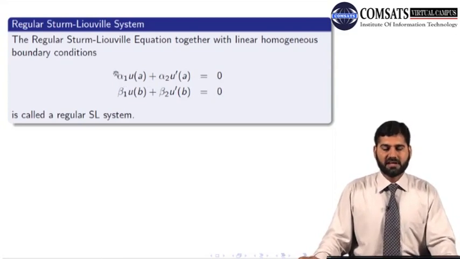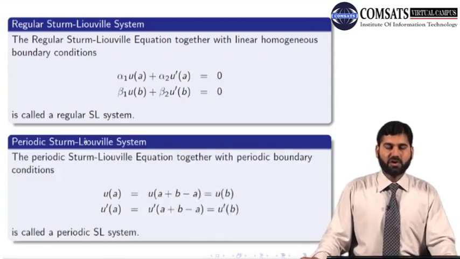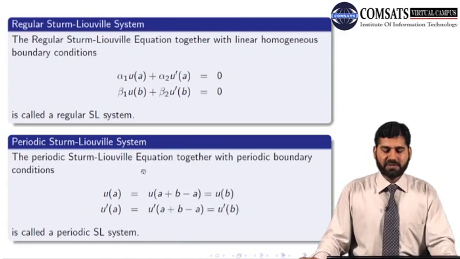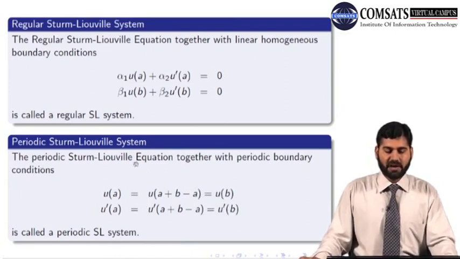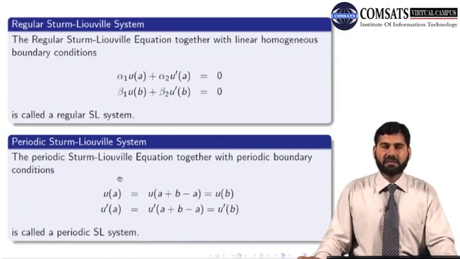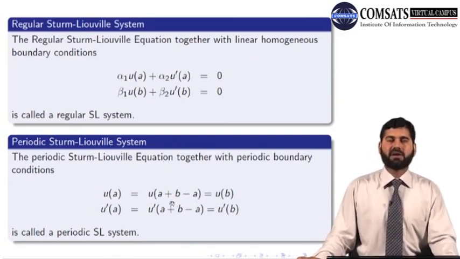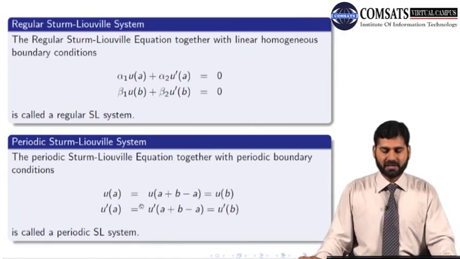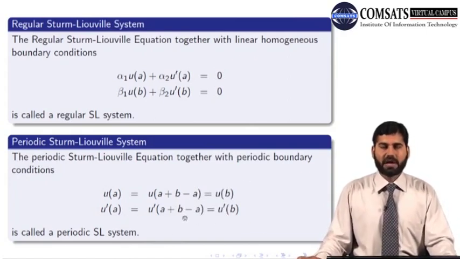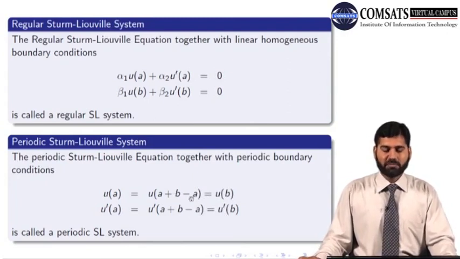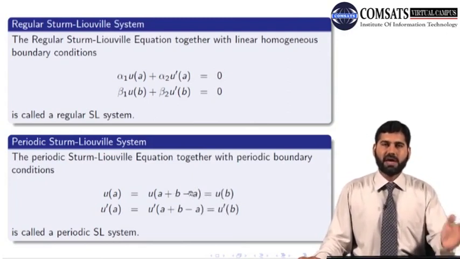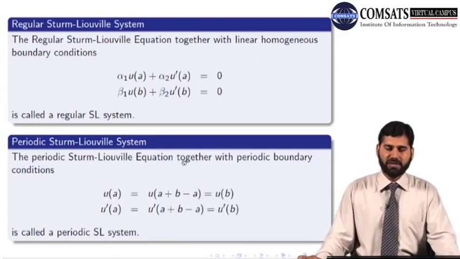All right, if your SL equation is periodic, then your boundary conditions will be like this. The periodic SL equation together with the periodic boundary condition is called a periodic SL system. Boundary conditions are also periodic, where u of a is equal to u of b, u prime of a is equal to u prime of b. We took b minus a as a period, so u(a) and u(a plus p) will give you u(b).